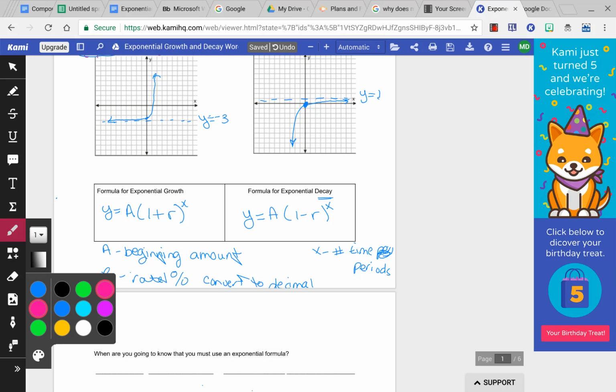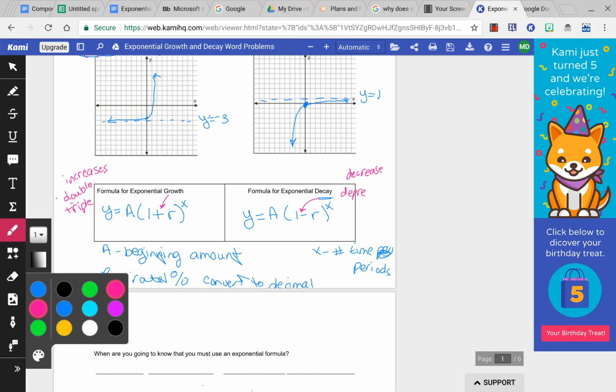So the most important thing is if it's growth, we're going to do plus. If it's decay, we're going to do minus. Growth typically says that it increases. It may double. It may triple. Decay is going to be decrease and depreciate, or the most common one we're used to is half-life. Okay, so that's how we're going to work the problems.